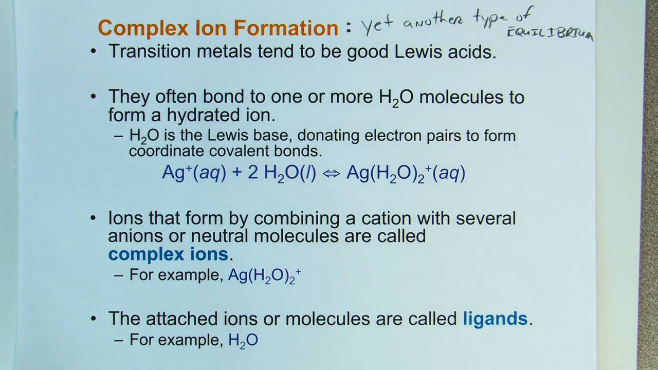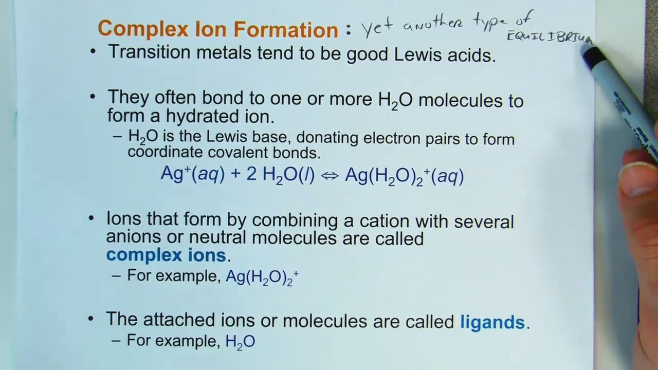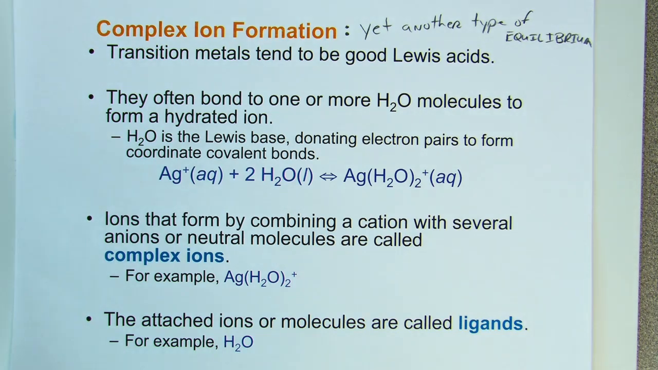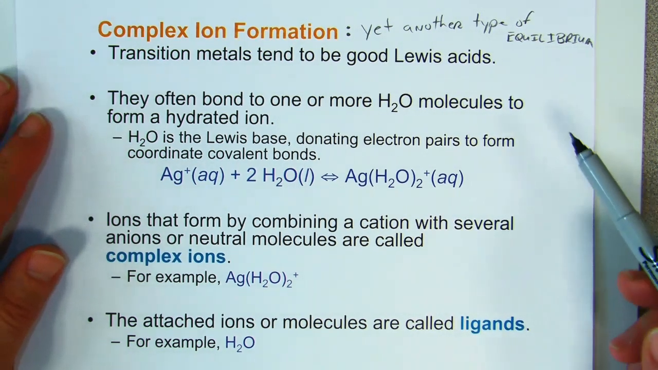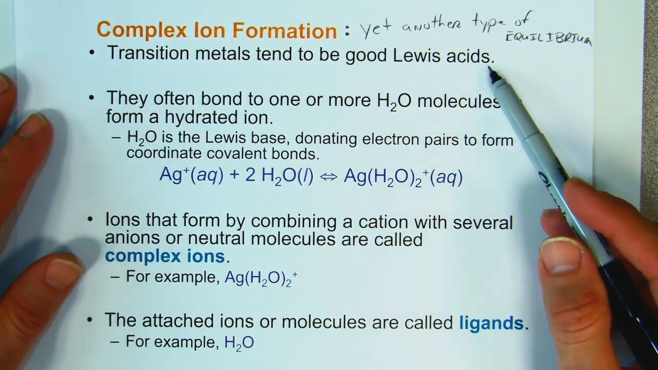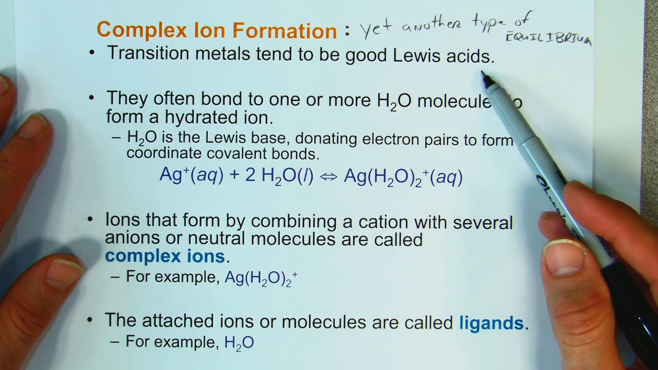So we have another type of equilibrium to discuss. This is called complex ion formation, okay? It involves the formation of these so-called complex ions in solutions, just a different type of equilibrium. Generally speaking, they oftentimes involve transition metals because they tend to be good Lewis acids. So it's kind of like a Lewis acid-base reaction. The base is going to donate an electron pair, and this Lewis acid, the transition metal, is basically going to accept that to form a new bond.